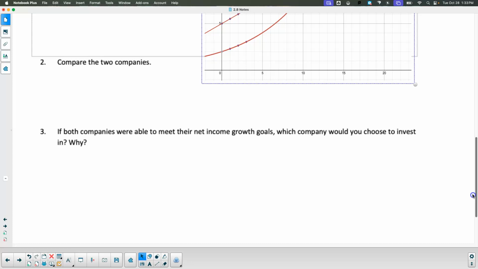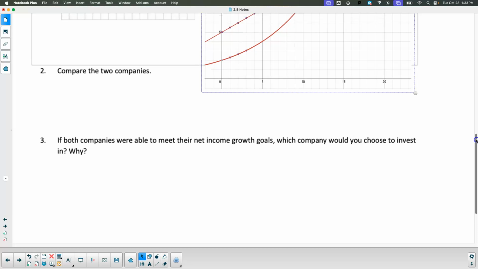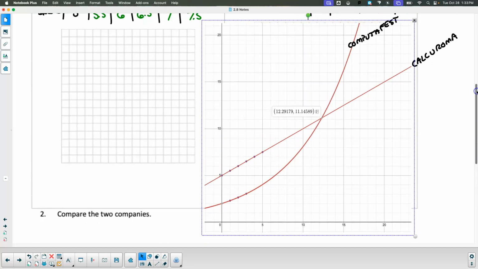If both companies were to meet their goals, which means they kept going along this path, or they followed this one, which company would you choose to invest in? Which company would you choose to invest in? Computafest? Okay, why? Because it's increasing faster. They're going to be worth more money in the long run? Okay. Anybody else got another idea? Yeah.